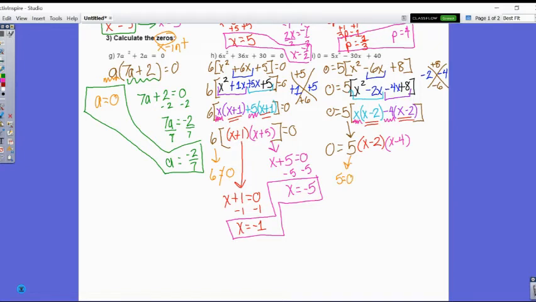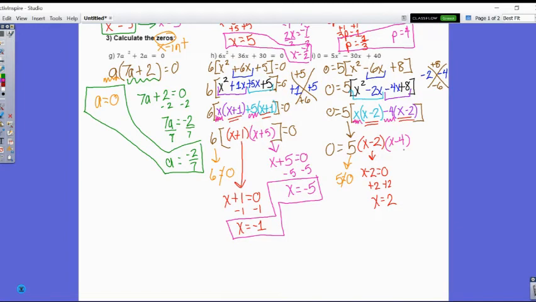So maybe the 5 equals 0. Wait a minute. 5 doesn't equal 0. That doesn't make sense. But we still had to give it a try. Then I go for the next one. What if the x minus 2 factor is equal to 0? Add that 2 to both sides. So x would then be equal to +2.